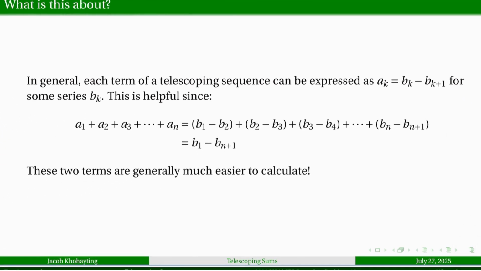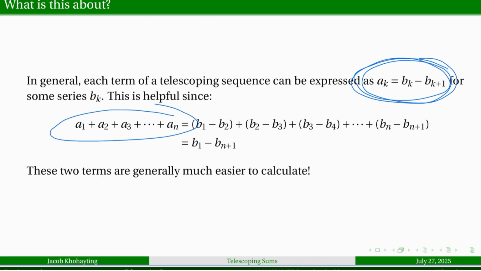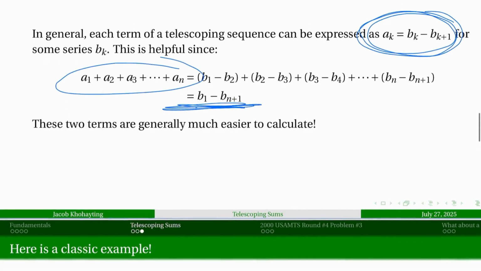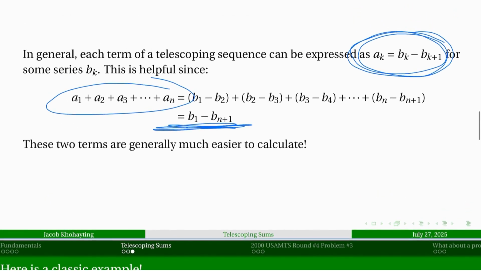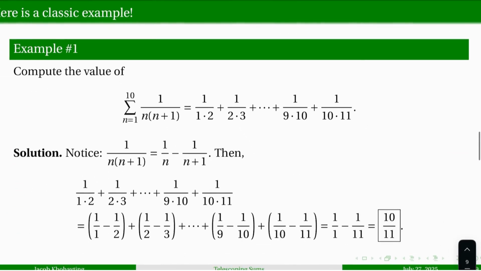In general, each term of a telescoping sequence can be expressed as a difference of another sequence. And this is helpful. For example, you can have a_k equals b_k minus b_(k+1). You can plug this into each of the terms in this sequence right here, and you get something very easy to find out. Those are very easy to calculate. But this notation might be a little bit difficult to understand, so let's go through an example of what a telescoping sequence looks like.